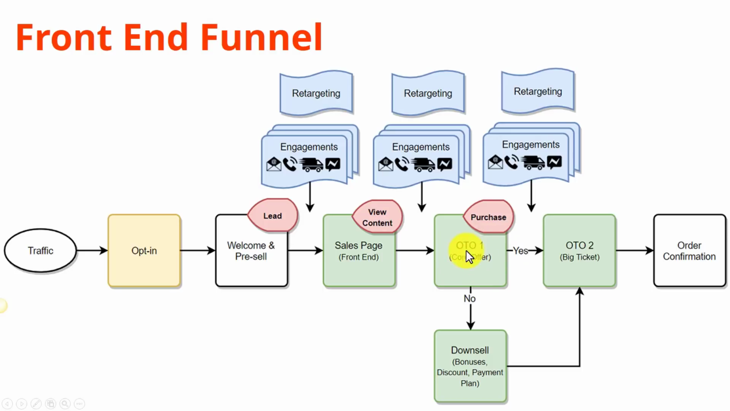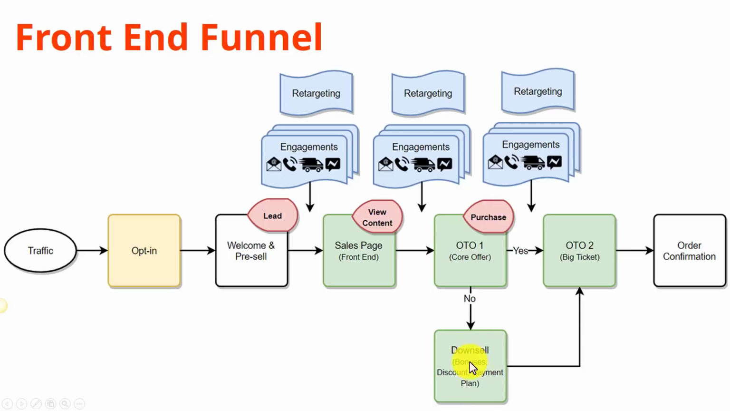And if they click no, well, then their card won't be charged, but they'll be presented a downsell. And you usually use the downsell to try and sell OTO number 1 again. You do this by incentivizing it with either bonuses, maybe you apply a discount, or maybe you break it up into a payment plan. So instead of spending $300 right here, they're only going to spend 3 payments of $100. And that might be more enticing for people to take you up on the offer.